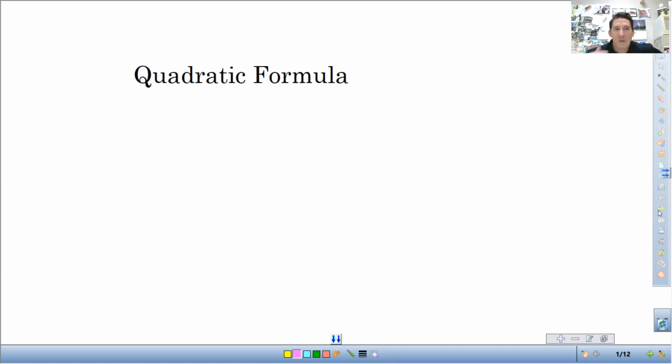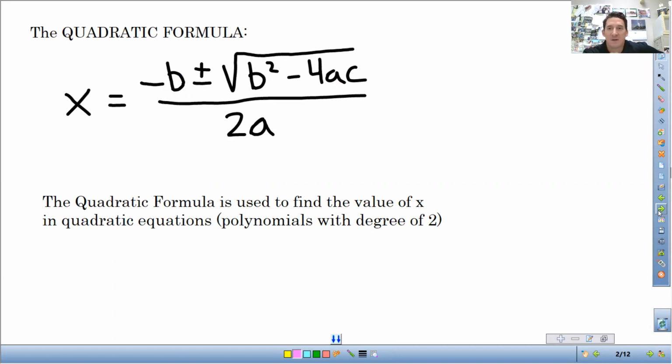So first, the quadratic formula is this big long formula. So x is equal to negative b plus or minus the square root of b squared minus 4ac all over 2a. The quadratic formula is used to find the value of x in quadratic equations. So those are polynomials with degree of 2.